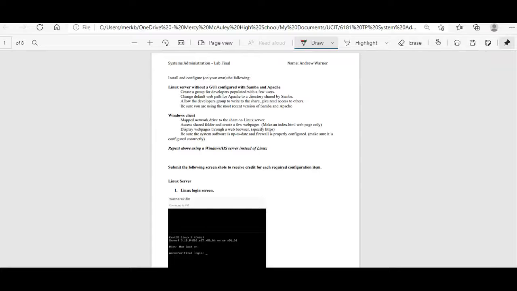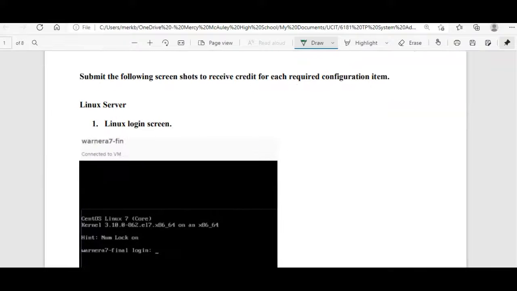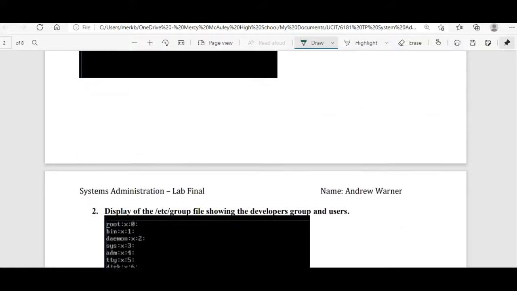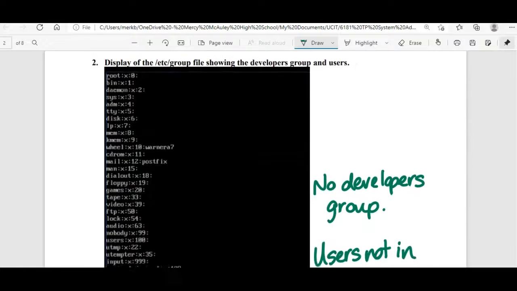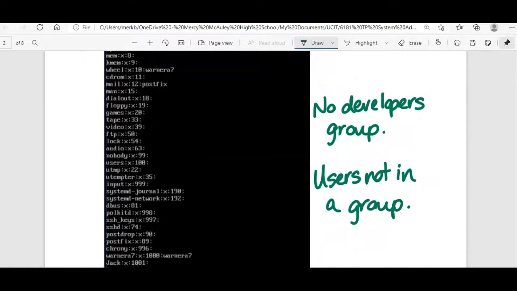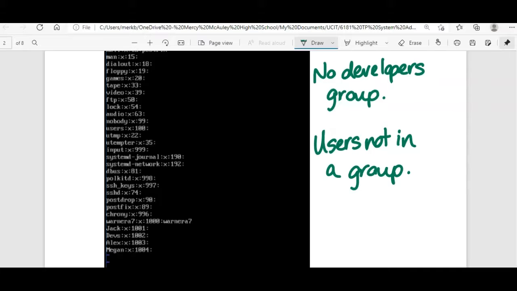Taking a look at Andrew's, however, he had a lot of other areas of concern. He started off pretty strong with screenshots 1 and 2, but then we get to number 2 and there's no developers group. And there are 4 users, Jack, Devs, Alex, and Megan, at the very bottom here, but they aren't in a group, so that's a problem. So he lost 4 points for screenshot number 2.